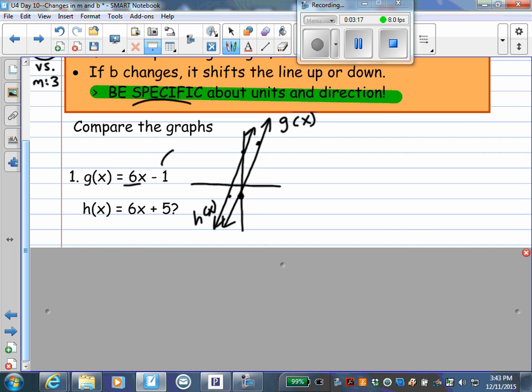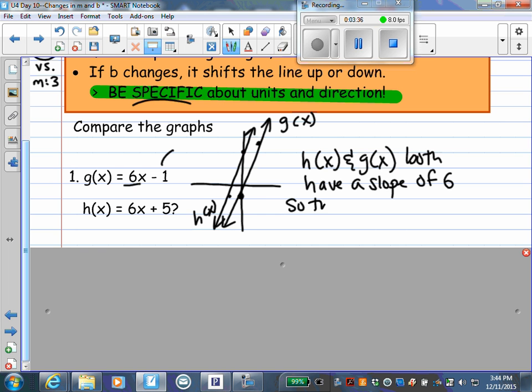Okay, so really what these two graphs have in common is they have the same slope and the same steepness. So we could say h of x and g of x both have a slope of 6, so they have the same steepness. Sorry, my handwriting is bad. I'm trying to go fast. Okay, so that's what they have in common, and then we want to say what is different about them.